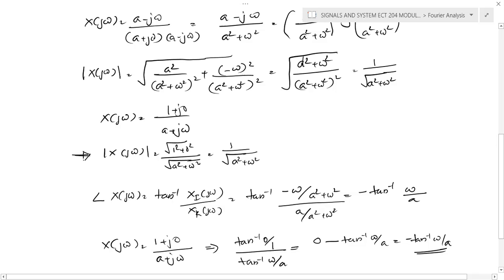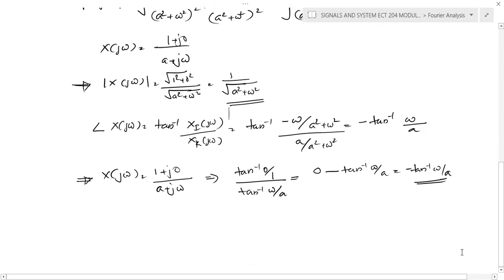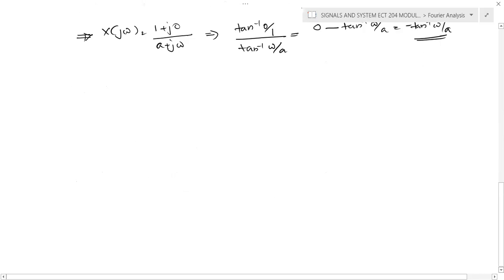Okay. So if you're comfortable, the second method will be very easy. So please study the operations of complex numbers, then it will be very easy to calculate. So we got 1 by root of a square plus omega square, and angle minus tan inverse omega by a. Now we need to plot the spectrum.